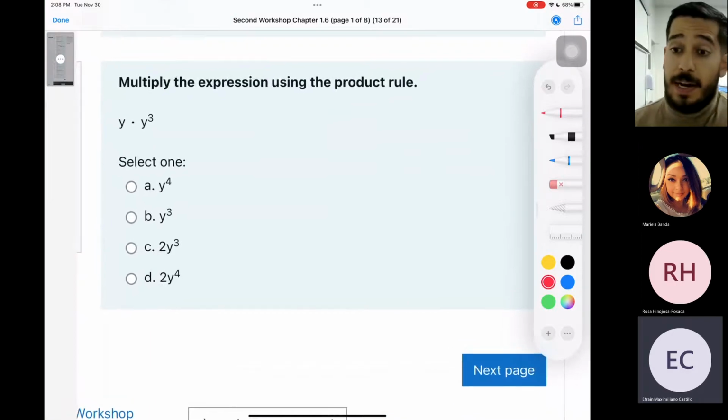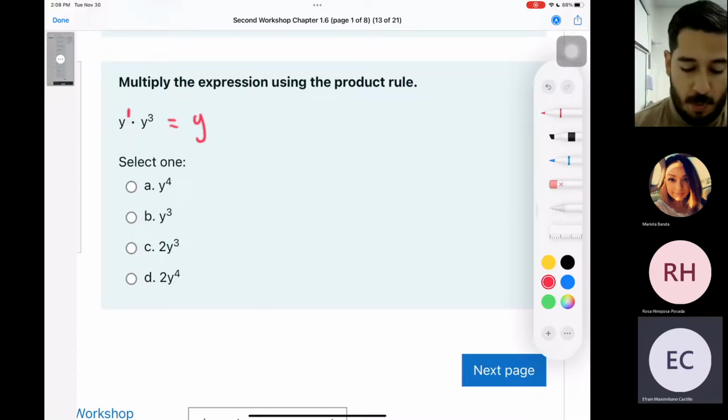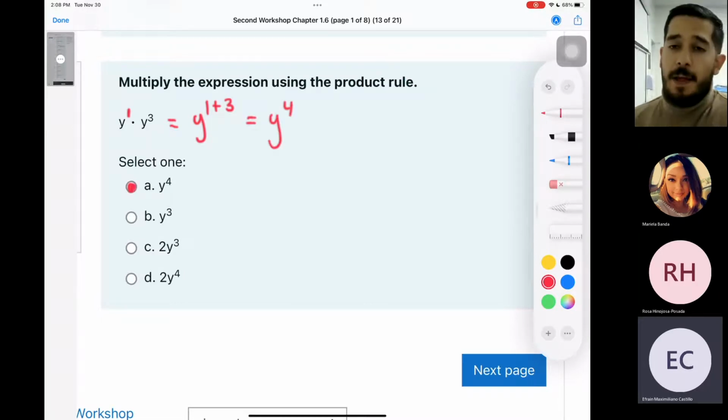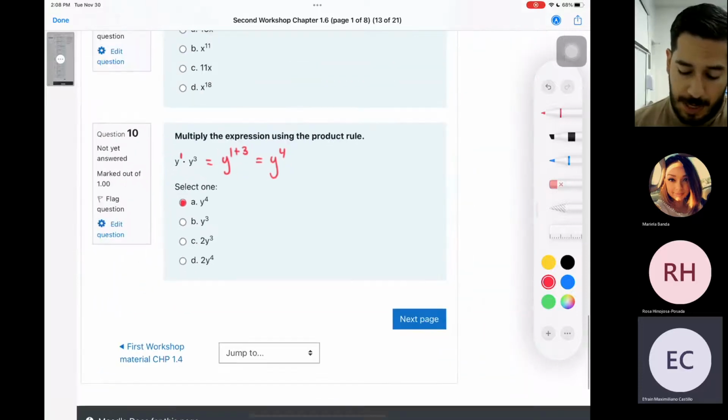Is it going to make a difference that I have a different letter in here? Everything has to be the same. We have to assume there's a number 1 when there's no exponent. Okay, and now I go ahead and do the multiplication of variables, which is 1 plus 3, adding the exponents to y to the power of 4. Okay, so that's going to be the first rule, the product rule. The multiplication of variables translates into addition of exponents, or adding exponents.